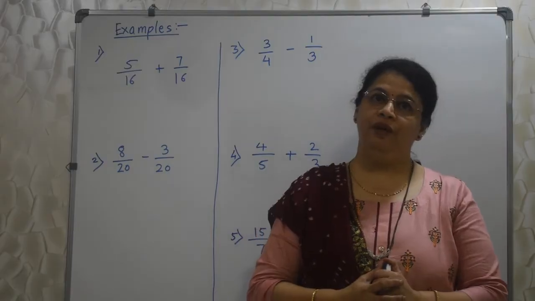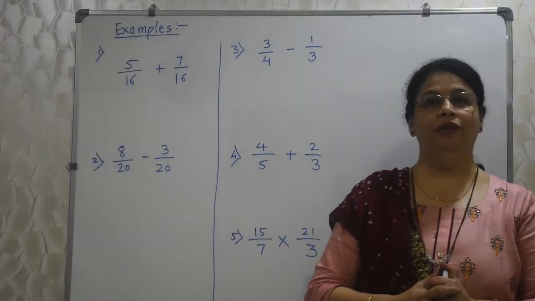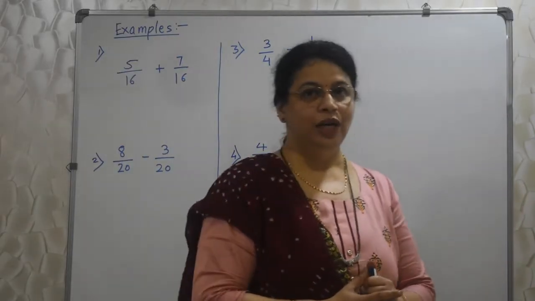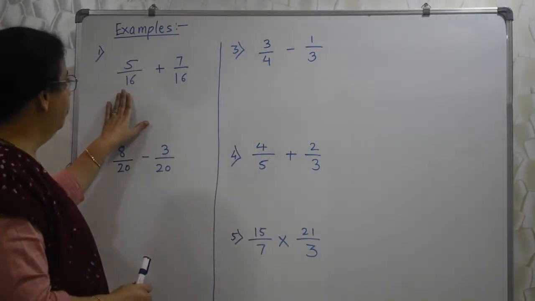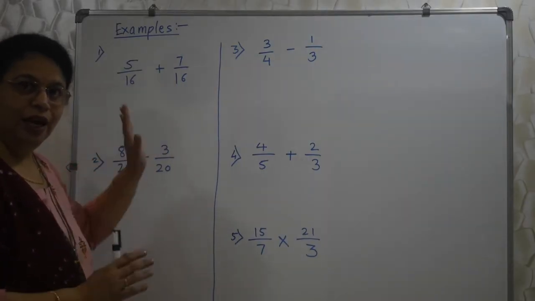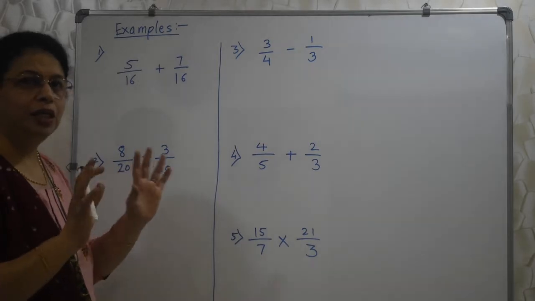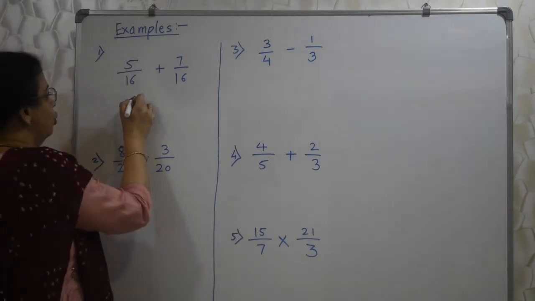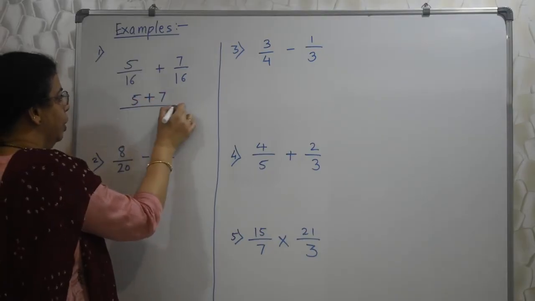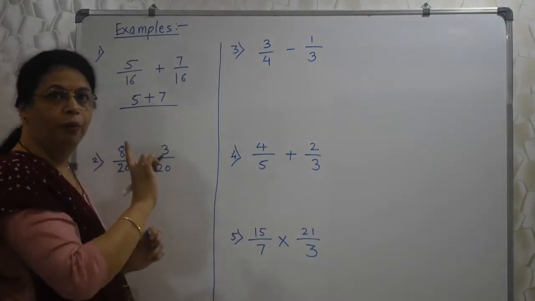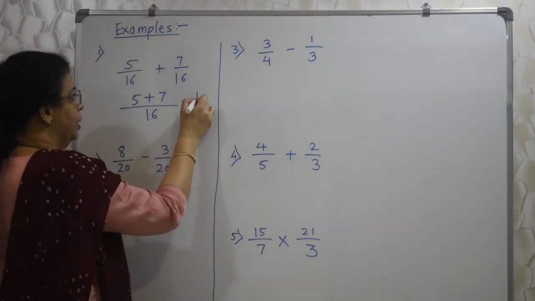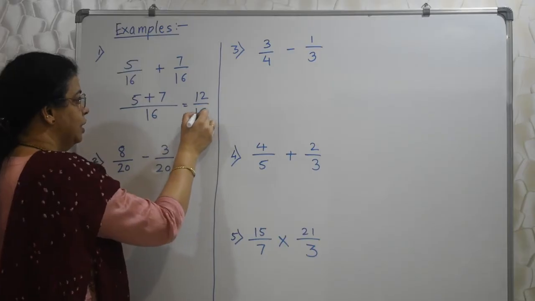Students, let's begin with some examples. Here I have taken some like fractions examples, some are unlike fractions. Okay, so let's begin. See, 5 upon 16 plus 7 upon 16, 16, 16, they are like fractions. So easy. What am I supposed to do? I am adding only the numerators, mind you. Denominator should not be added. It should be commonly given. So it is 12 upon 16.